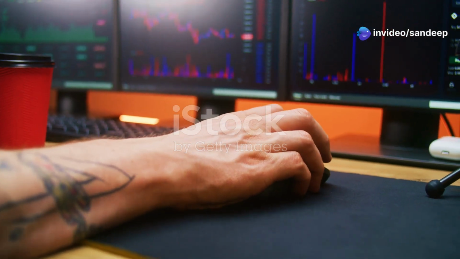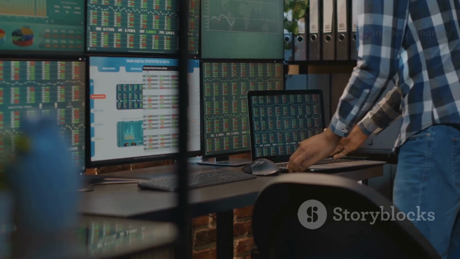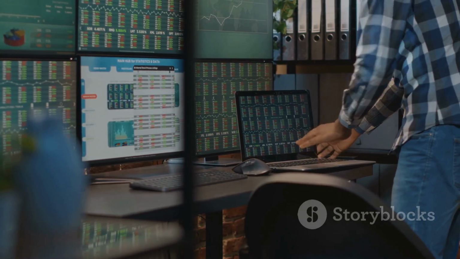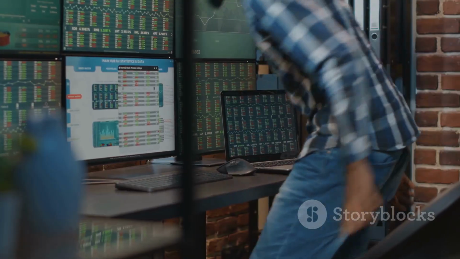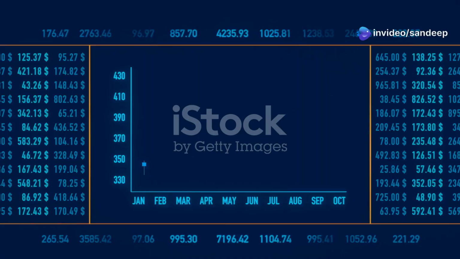Alright, let's get right into it. You've probably heard the term technical analysis thrown around. It sounds complicated, maybe a little intimidating, like something only Wall Street pros with 10 computer screens can do. But I'm here to tell you it's a lot simpler than it sounds.